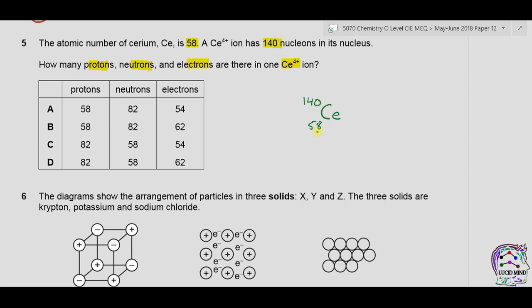Now in neutral cerium, the number of protons is always equal to the number of electrons. So we have 58 protons and 58 electrons. But we can see that the given charge is plus 4, which means that 4 electrons are lost from neutral cerium. So 58 minus 4, it becomes 54 electrons. So we have 54 electrons and 58 protons. Now last thing is number of neutrons. Neutrons can be found by subtracting these two. 140 minus 58. So it comes equal to 82. So it is 82. Correct answer is therefore A.